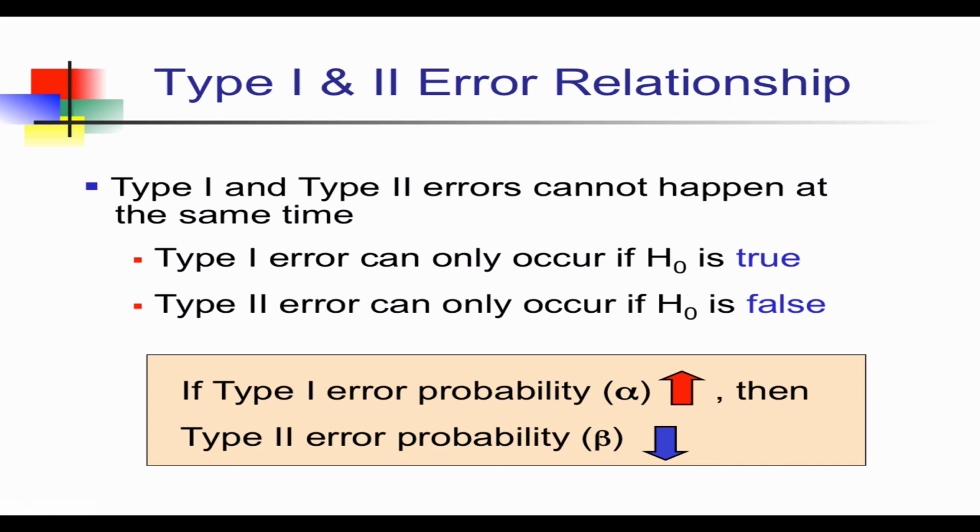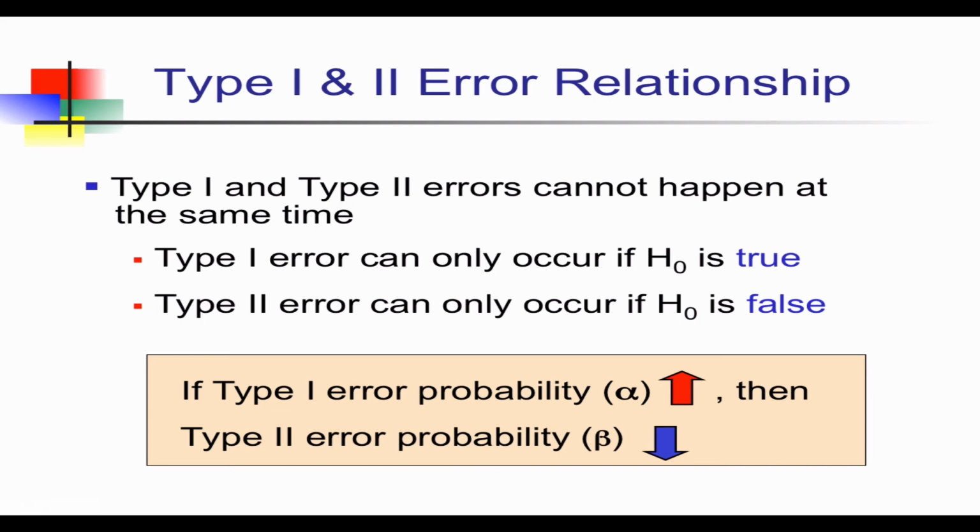So what is the relationship between type 1 and type 2 error? First of all, you know that type 1 error only happens if H null is true. Although you don't know the truth, only when the truth is H null is it possible to make a type 1 error. If the truth is H null, it's unlikely at all for you to make a type 2 error.